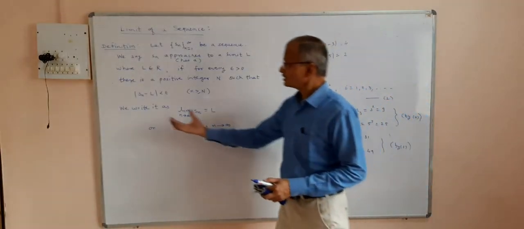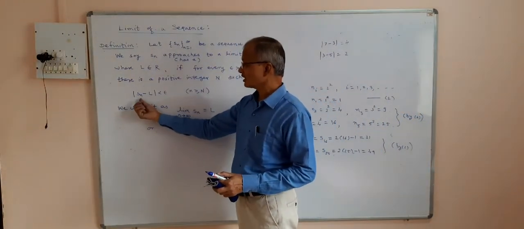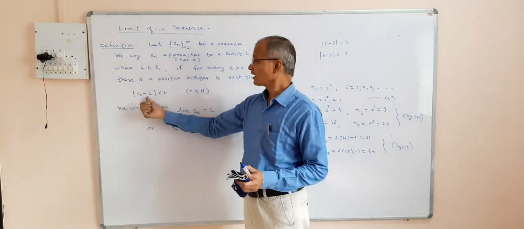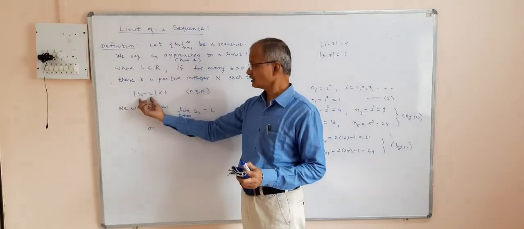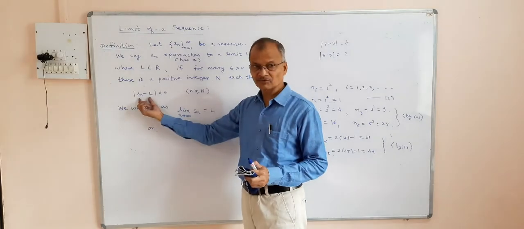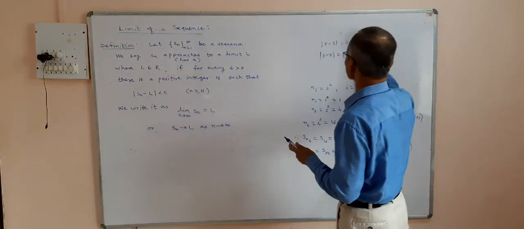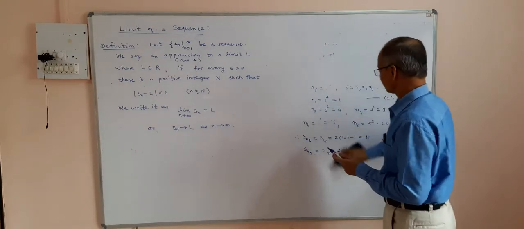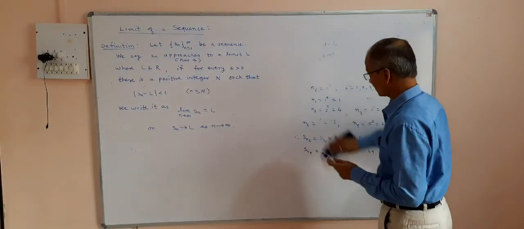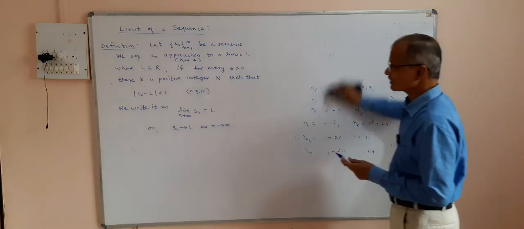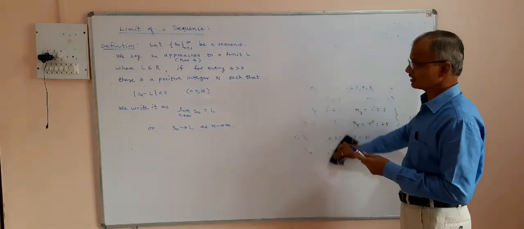So Sn approaches L means it becomes closer and closer to L. Then the distance between Sn and L is very, very small. Epsilon is a small number, not an integer, a small number but positive, epsilon greater than 0.